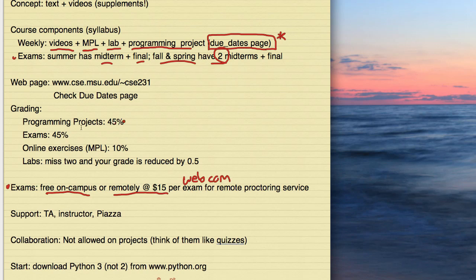The grading has some components: the programming projects, and then the exams, and then the online exercises, otherwise known as My Programming Lab. Notice that these labs don't appear in the points. That's because we expect you to do them all, and so they can have a negative effect on you. If you miss two, we reduce your final grade by 0.5. That is a severe penalty, so don't do it.